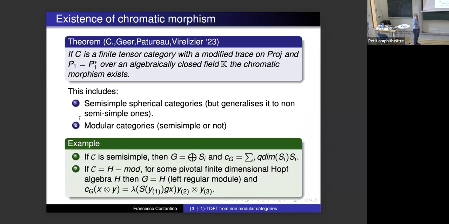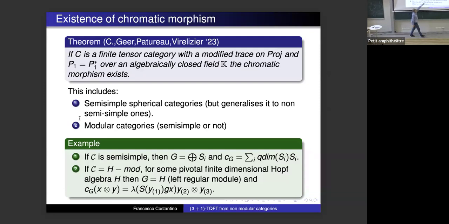Whatever it is, it does exist. Theorem, that's the algebraic paper I was mentioning at the beginning. If you have a finite tensor category with modified trace on the projectives and unimodular over an algebraically closed field, then the chromatic morphism does exist. So you can find it. Examples, as I said, the semisimple spherical categories.